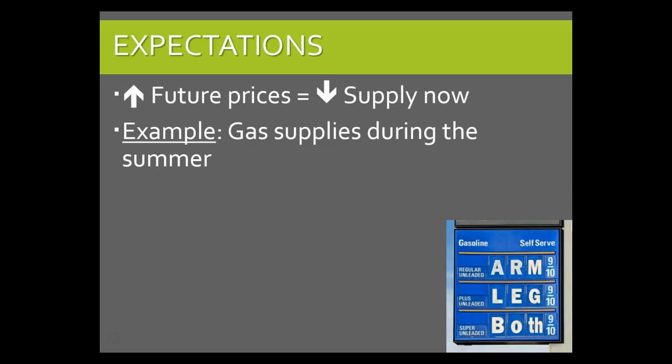The last item has to do with expectations. If I'm a producer and I think I can get a higher price in the future, then because I like higher prices as a producer, because higher prices means more profit, I will provide my products in the future and not now. If I think that the price of gasoline will be higher in the summer, then as an oil company, I might reduce my supply of gasoline now in order to have more on hand during the summer when I can get a higher price.